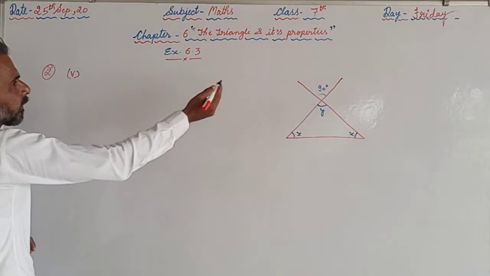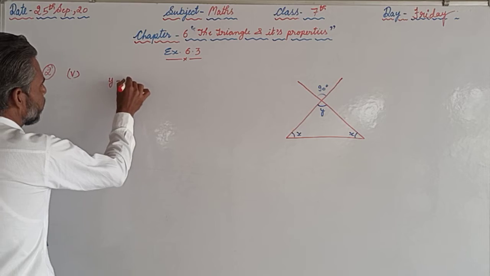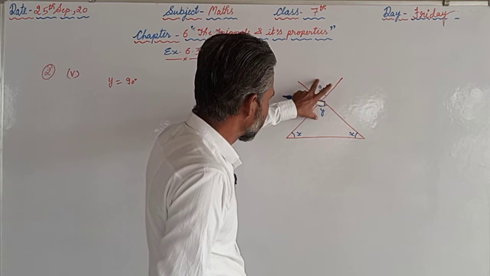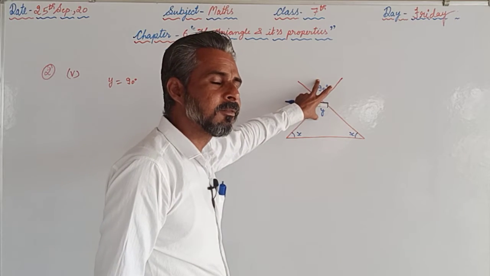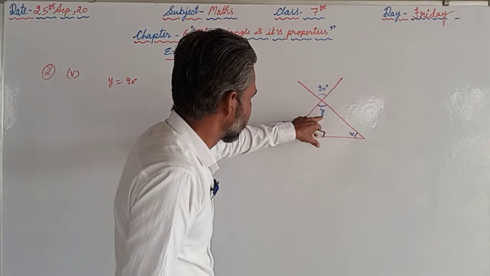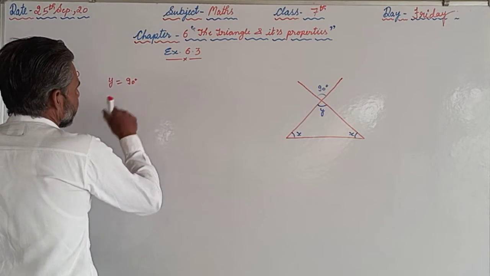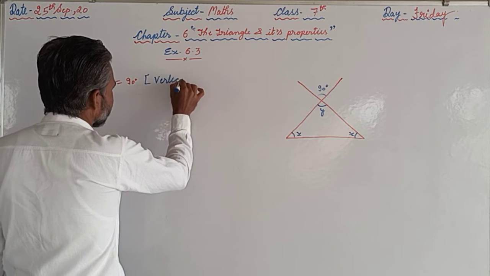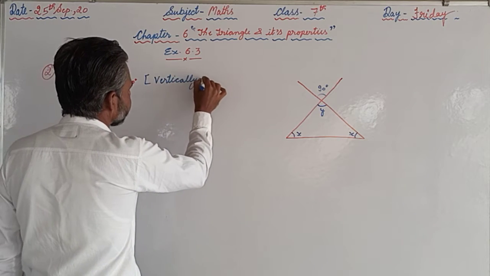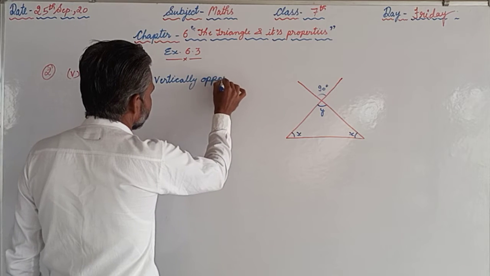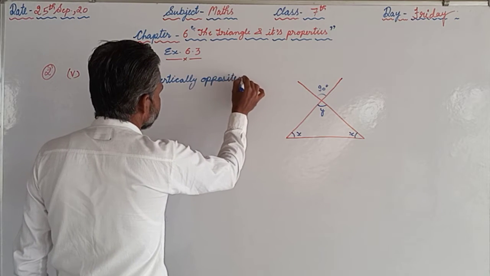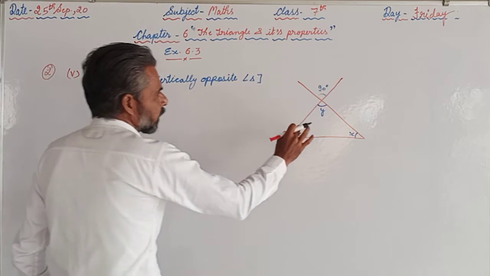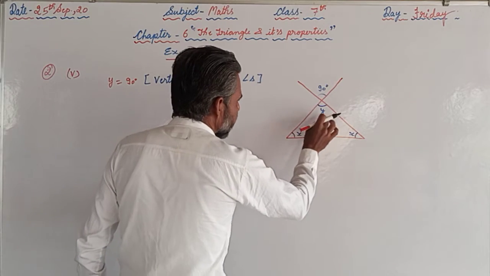So from here we can clearly see that y is equal to 90 degree, because these two angles are vertically opposite angles, and vertically opposite angles are always equal. So y is equal to 90 degree. Why have we written that? We are supposed to mention the reason. Vertically opposite angles.